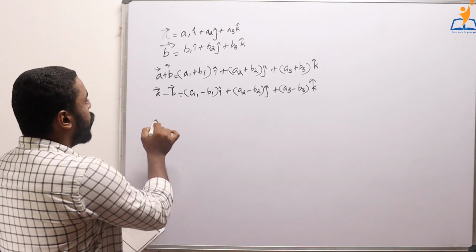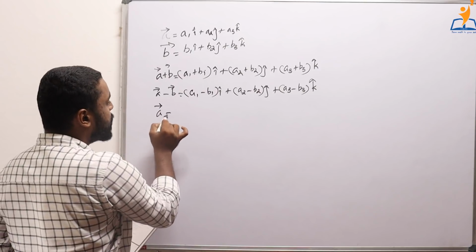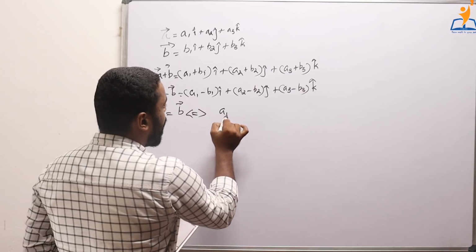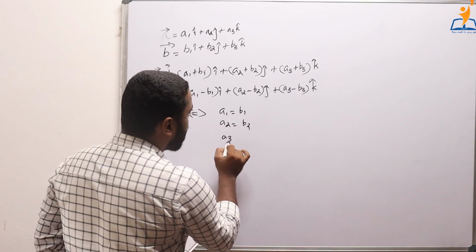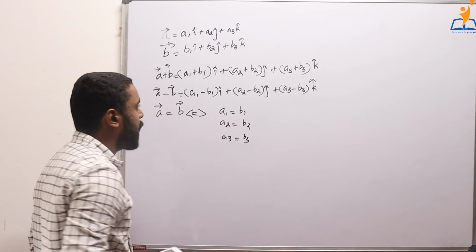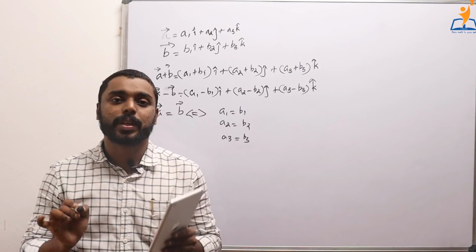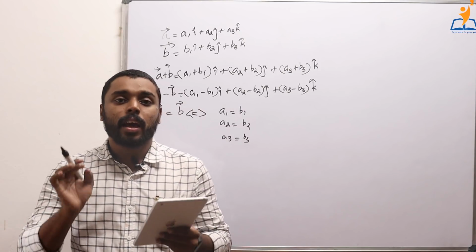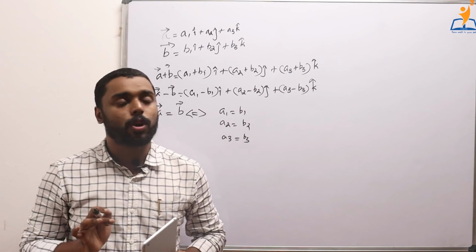Okay, now whenever we have two vectors a and b, vector a is equal to vector b if and only if a1 is equal to b1, a2 is equal to b2 and a3 is equal to b3, which means that these two vectors can be equal only if their respective components are equal. So we have to remember that two vectors are said to be equal only when the components are equal.